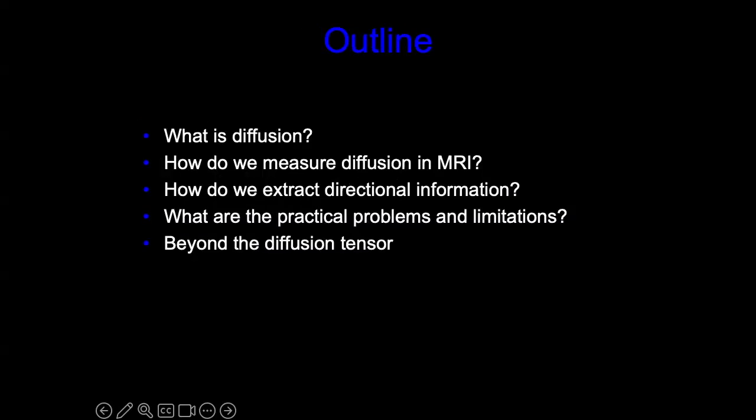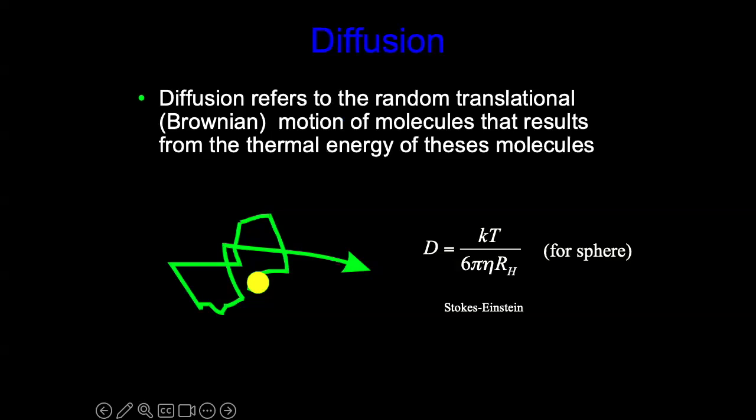So here's an outline of my talk. I'm going to first explain what is diffusion, how do we measure it with MRI, how do we extract directional information from the diffusion, what are some of the practical problems and limitations with using diffusion-weighted MRI, and then I'll touch a little bit beyond the diffusion tensor. So first, what is diffusion?